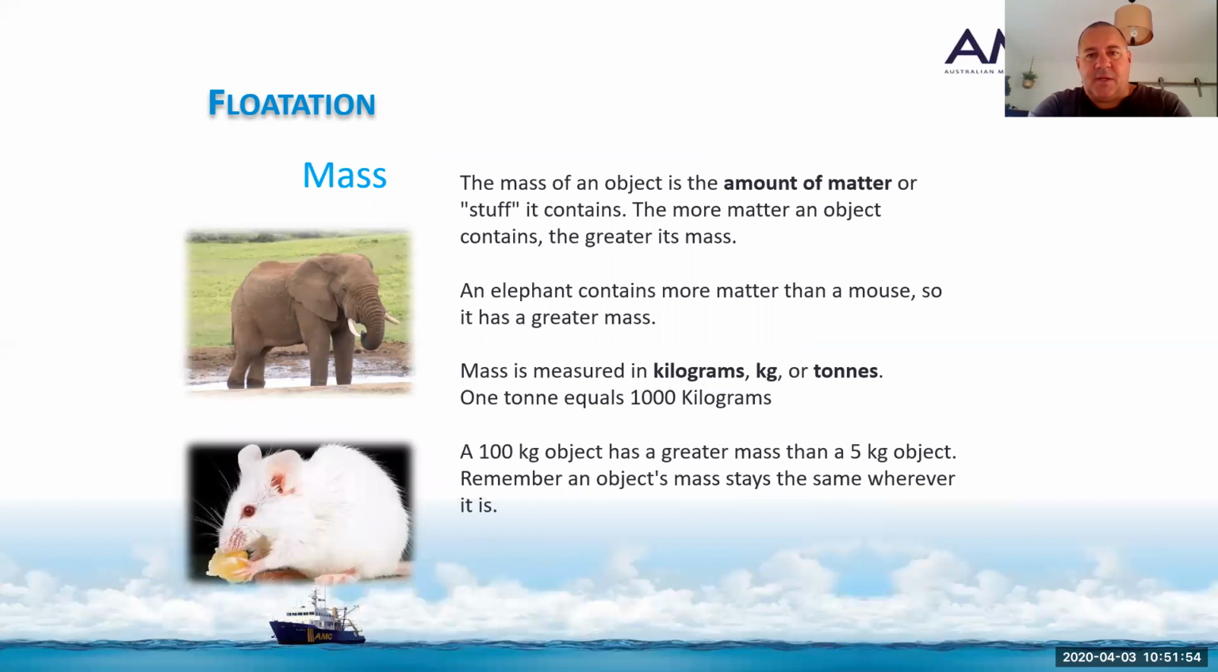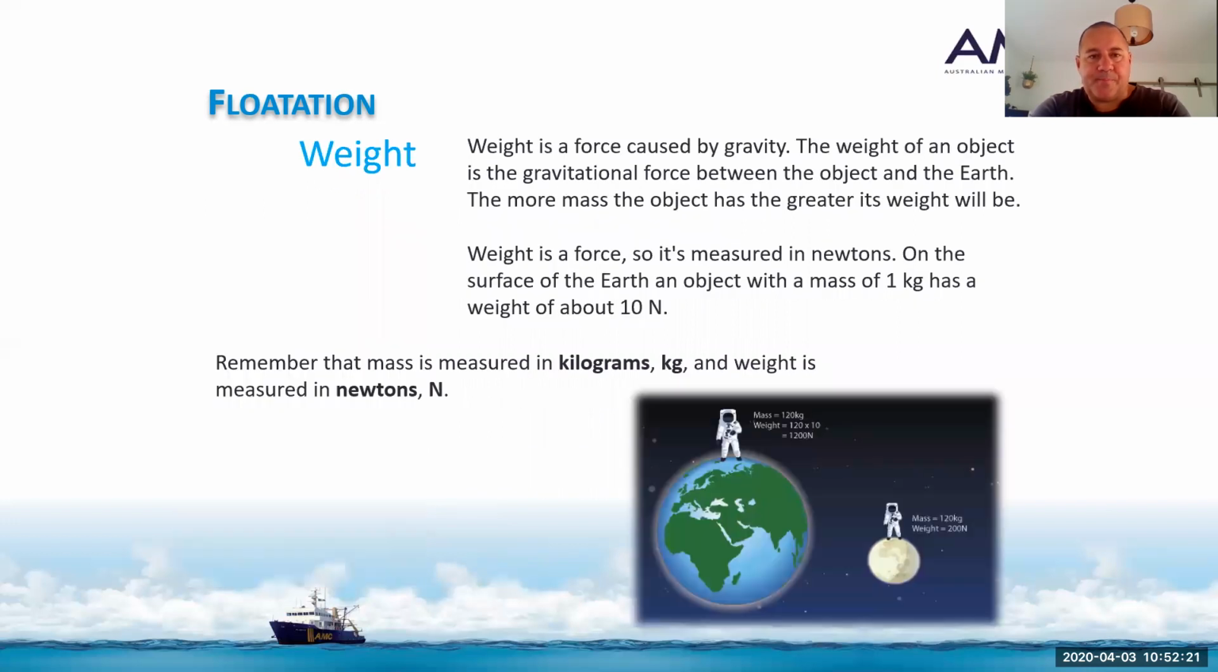Mass. The mass of an object is the amount of matter or stuff it contains. The more matter an object contains, the greater the mass. So an elephant contains more matter than a mouse, so it has a greater mass. Mass is measured in kilos or tonnes. 1 tonne is the same as 1,000 kilograms. A 100 kilo object has a greater mass than a 5 kilo object. And remember, an object's mass stays the same wherever it is.